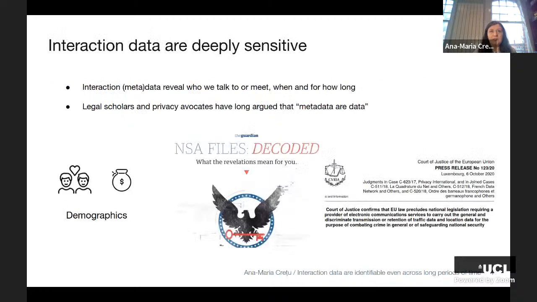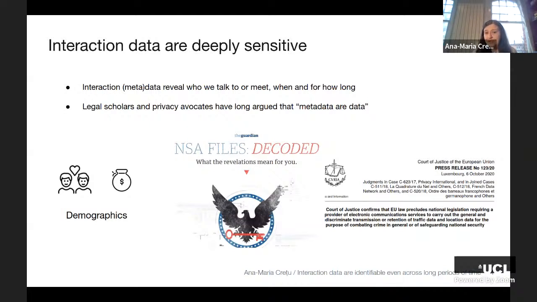Yet, such data is very sensitive because it's very granular. It reveals who we talk to, who we meet, when, for how long, and this can be very sensitive information depending on the situation. And furthermore, other information can be predicted from interaction datasets. There is a lot of research on the topic showing that, for instance, someone's significant other can be revealed from patterns of interaction.